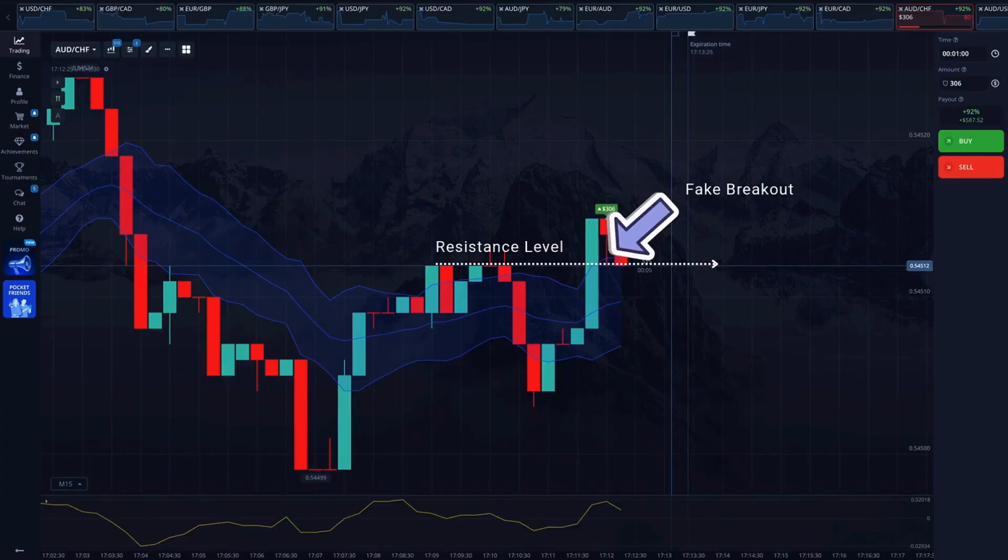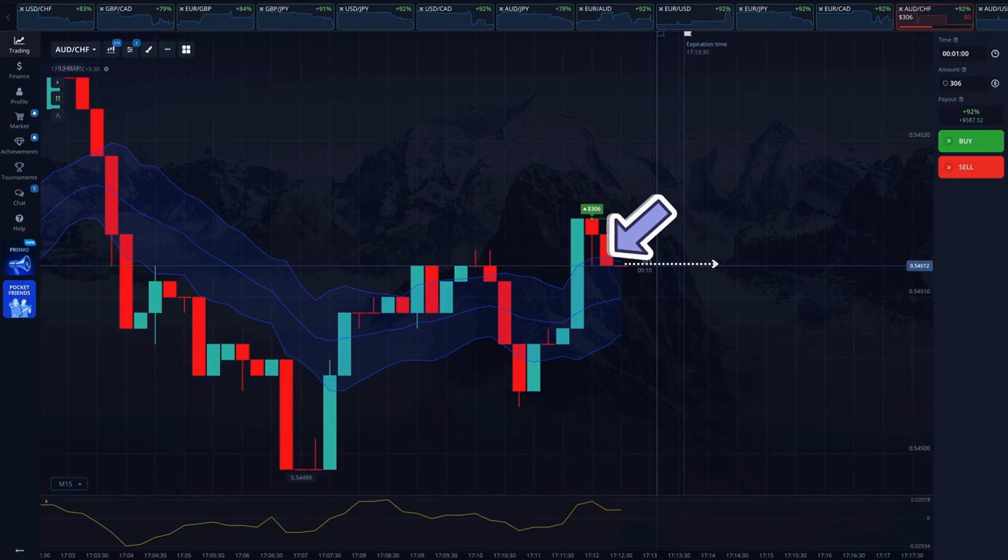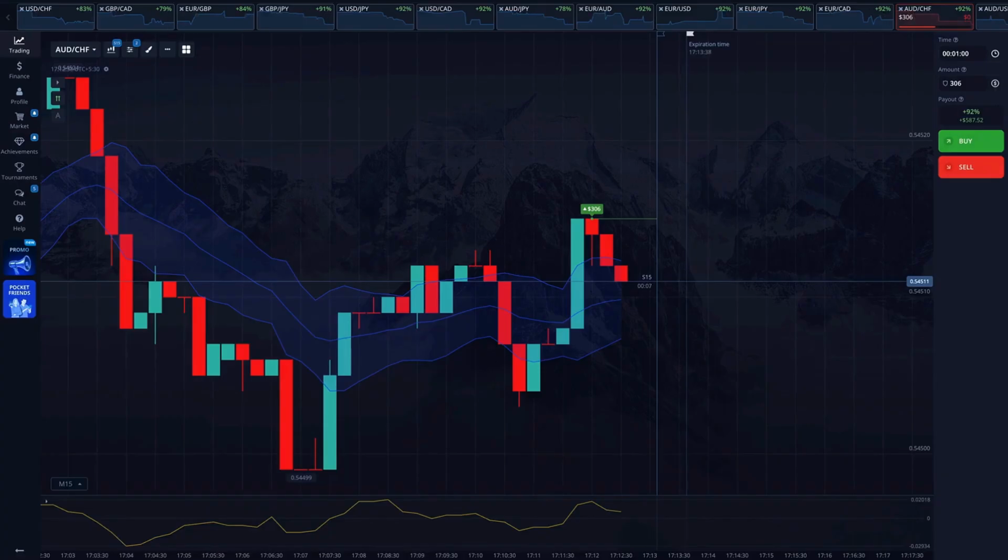Yes, the ROC is up. Yes, we broke the channel. But look at where we stopped. We slammed directly into a resistance level with a candle that is way too big. I ignored the context, and I just blindly followed the arrows. This is what 90% of losing traders do.